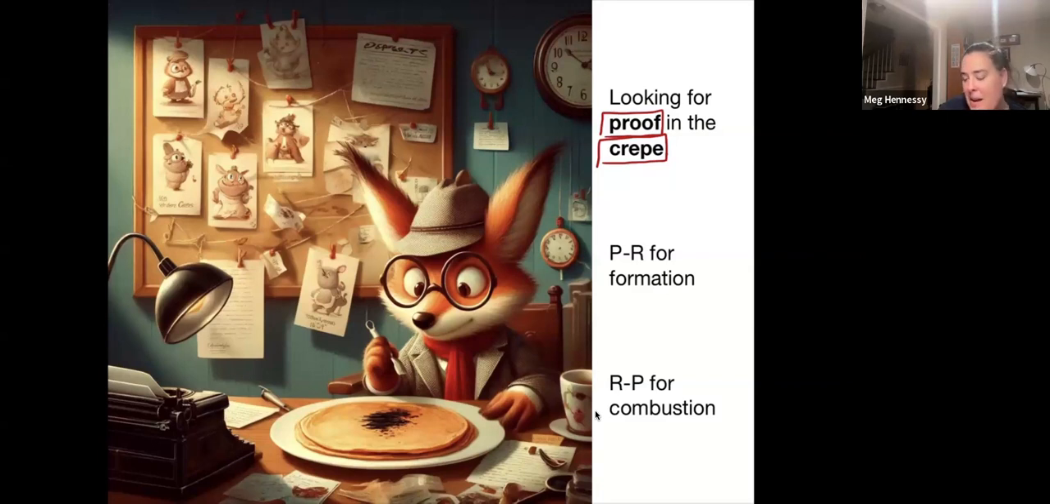I don't know why it made me laugh, but it was just a moment of trying to get a presentation together and it being late at night and me thinking this was funny. So I hope it helps you just keep in mind the direction of those things: products minus reactants for formation, reactants minus products for combustion. That's actually in the data booklet for the new syllabus because it's just such a common thing to get wrong. And so I hope that this will help just one of you keep in mind the signs.